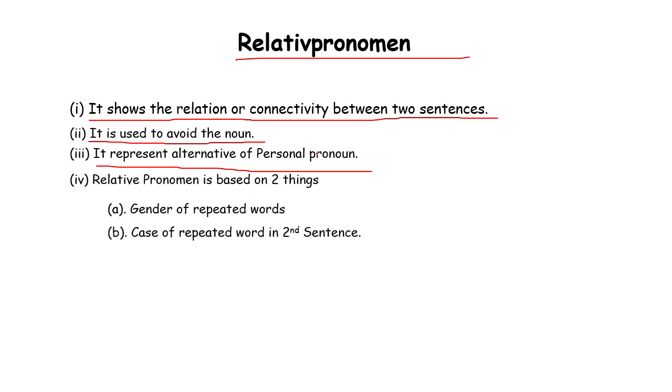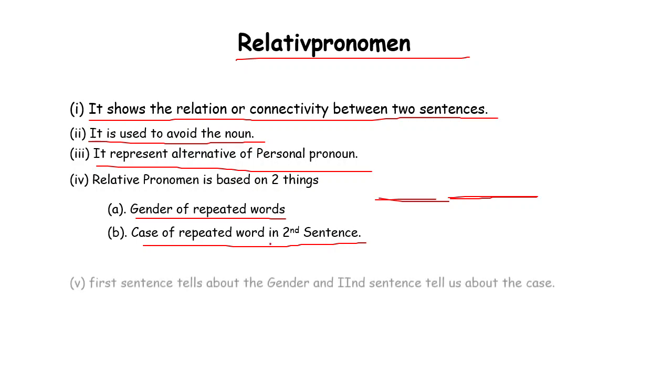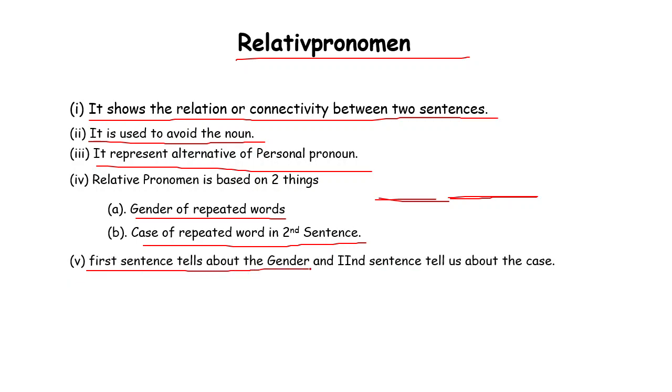Relativpronomen are based on two things: the gender of a repeated word and the case of the repeated word in the second sentence. Which word is repeating in these two sentences, and what is its gender? The case is nominative, accusative or dative in the second sentence only. Gender we take from the first sentence, and case from the second sentence.